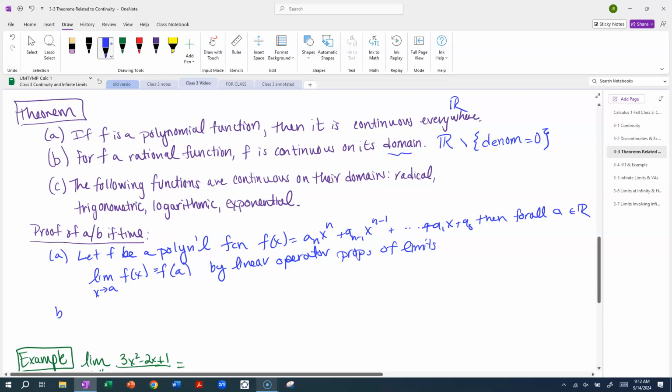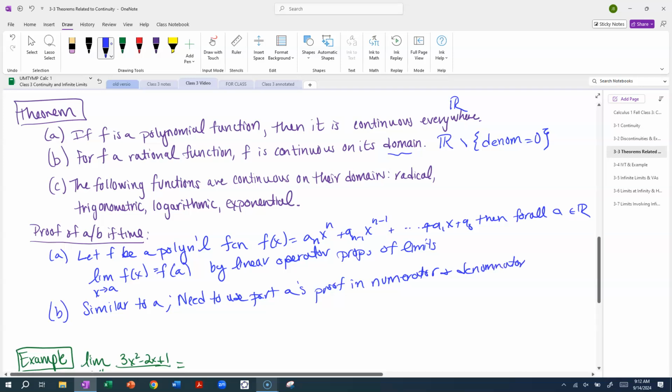Okay, and B, it's similar to A, I'm just going to write this as an outline. You would need to use part A's proof in the numerator and denominator.